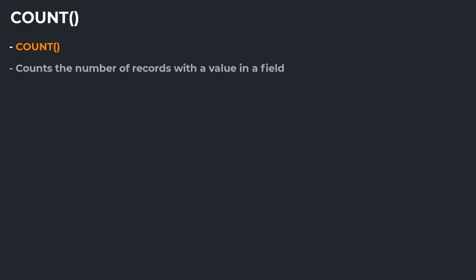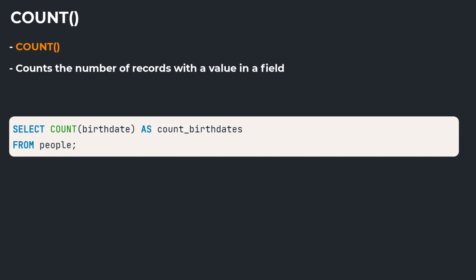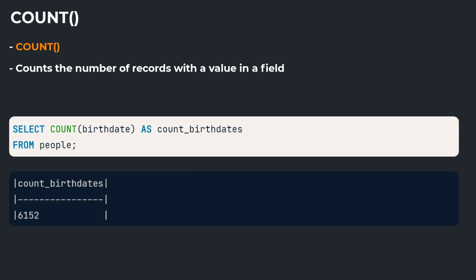Here we go with our first new keyword. Let's say we wanted to count something from our people table. The count function lets us do this by returning the number of records with a value in a field. For example, to count the number of birth dates present in the people table, we will use select count birth date from people. The result is 6,152 birth dates. We've used the alias count birth dates for the field name in this example to make the results more readable.